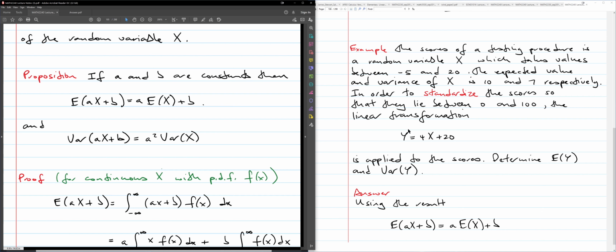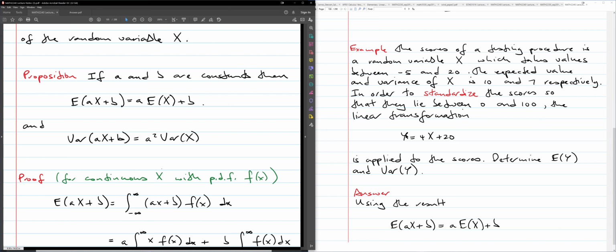Now you're going to apply a transformation to this x in order to standardize the scores. We want -5 to behave like 0, and we want 20 to behave like 100. So we use a new random variable y, which is in terms of x. When x is equal to -5, I get 4 times -5, which is -20, plus 20, which gives me 0. When x is equal to 20, I have 4 times 20, which is 80, plus 20 is 100. So y equal to 4x plus 20 is transforming the interval from -5 to 20 to the interval 0 to 100, and it's doing it in a linear fashion.